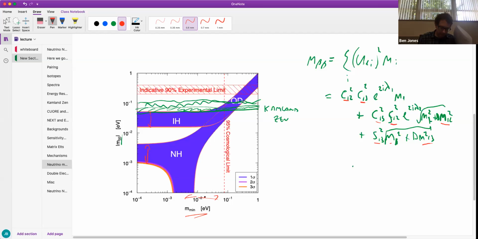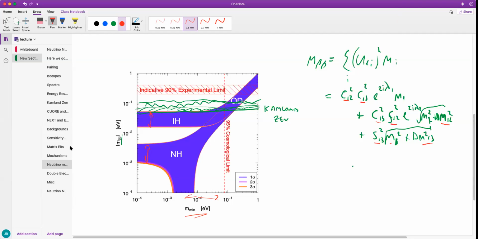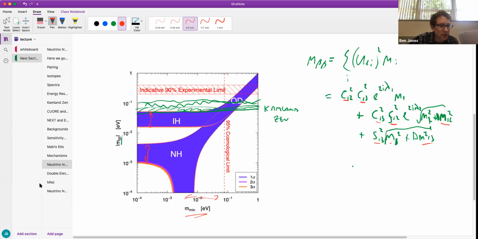There's a lot of stuff happening in the chat. I was just going to add a comment. There's a little bit of uncertainty on this band from uncertainty in the known mixing parameters, but mostly it's the Majorana phases. Okay, let's see what's going on in the chat. Oh my goodness, so much.